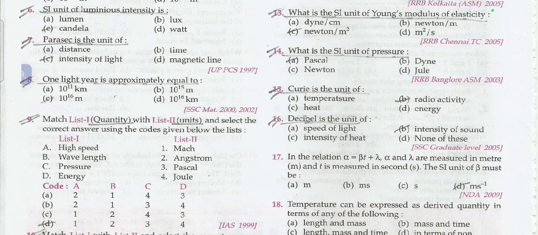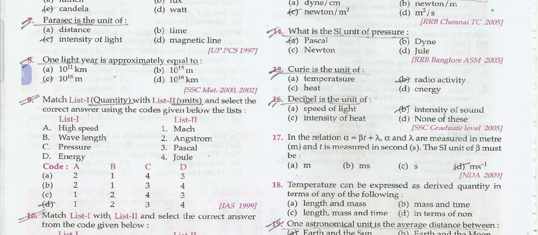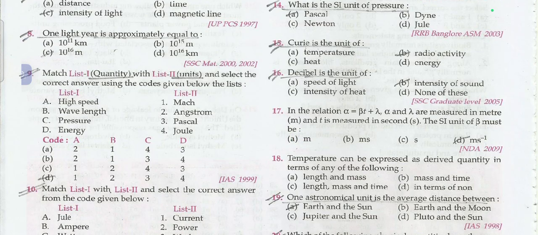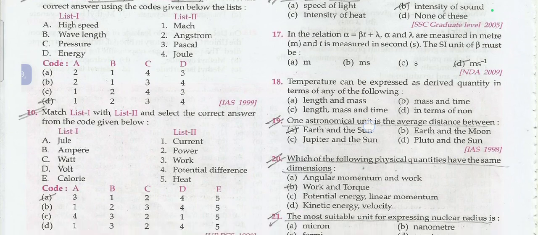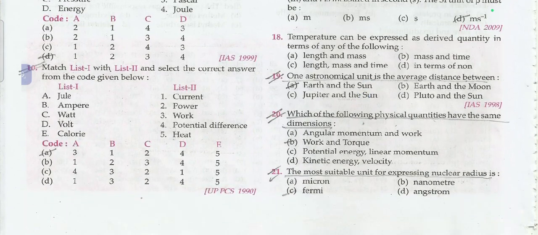Match list 1 quantity with list 2 units and select the correct answer using the codes given below the list. High speed, Mach; wavelength, angstrom; pressure, Pascal; energy, joule. Match list 1 with list 2 and select the correct answer from the code given below. Joule, work; ampere, current; watt, power; volt, potential difference; calorie, heat.